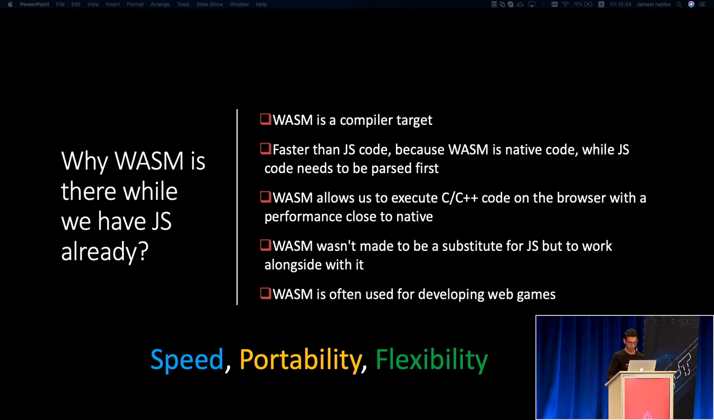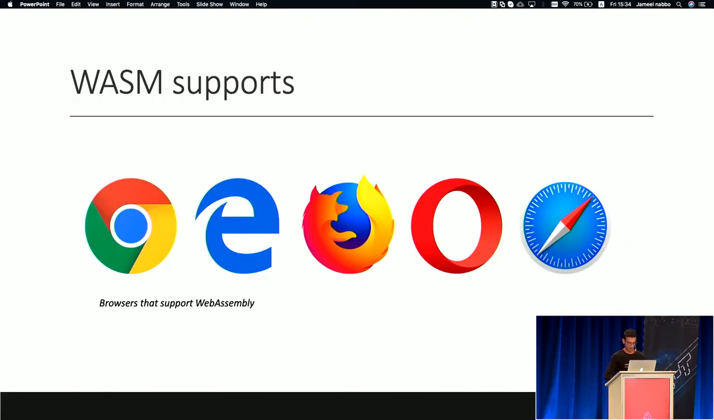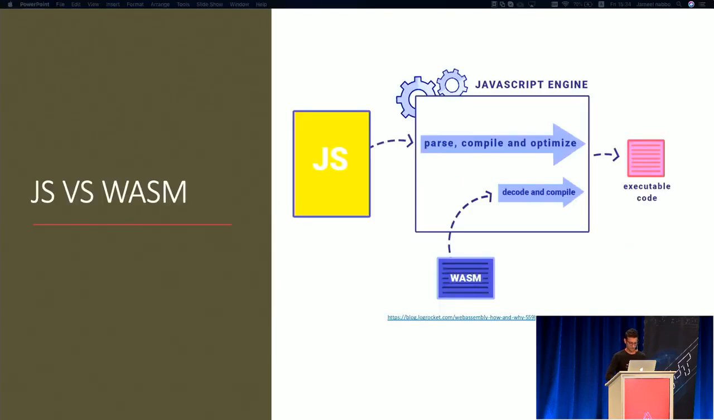So WebAssembly is a compiler target. It's faster than JavaScript. It runs code close to native, not native, close to native. And it executes C++ code. What it brings to the table is speed, portability, flexibility, these kinds of things. Here you can see that JavaScript code needs to be parsed and then compiled, optimized, then executed. Only the Wasm code needs to be decoded and compiled.